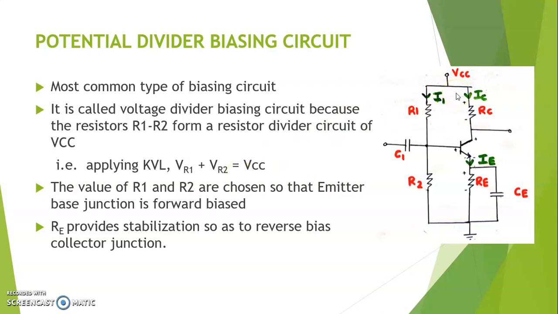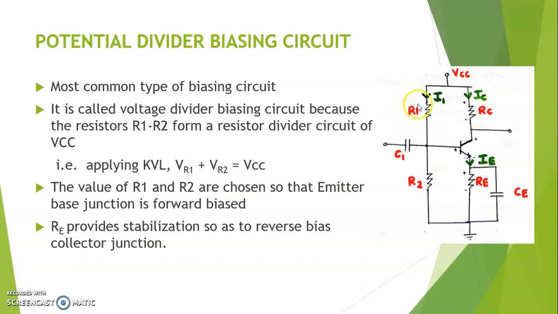Now let us apply KVL to the circuit, which starts from the DC source VCC to the ground. If you apply it in this loop, we get VCC equal to VR1 plus VR2. So we can see that the voltage VCC is divided between the resistances R1 and R2. That is why it is called a potential divider. The potential VCC is divided between R1 and R2.